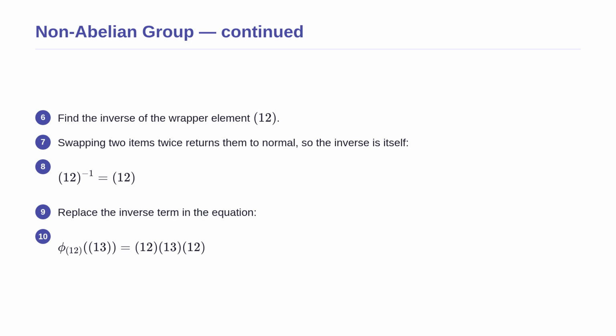Moving forward with our calculation, our input (1 3) is now sandwiched between (1 2) and the inverse of (1 2). To solve this, we first need to resolve what the inverse of (1 2) is. As we established, doing a swap twice returns things to normal. So the inverse of swapping the first and second items is simply swapping them again. The inverse is itself. We replace the inverse term, leaving us with the product of three permutations, (1 2), (1 3), and (1 2).